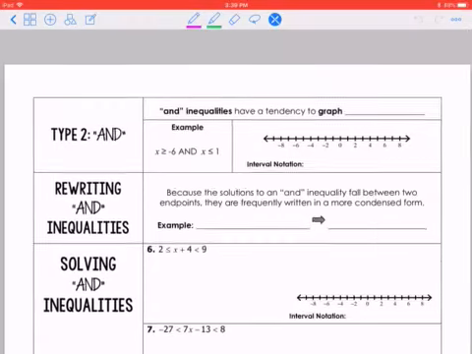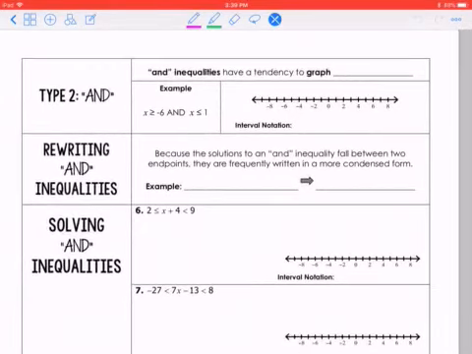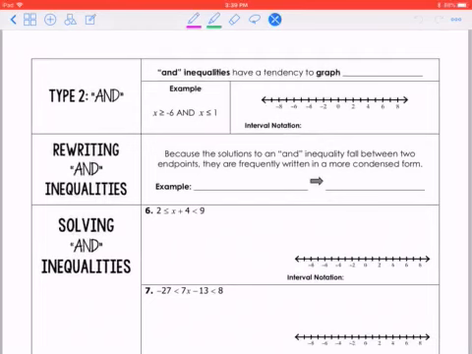Hello, this is Mrs. Pickett, and we are going to take notes over the second part of Lesson 2.9. So you should have this printed out or just continue in your notebook from the first part. So this is still Lesson 2.9. Now we're going to do the second type of compound inequalities, which are the AND inequalities, okay? Remember before they were apart, the graph of an AND inequality is together. Okay, so we're going to fill this in.